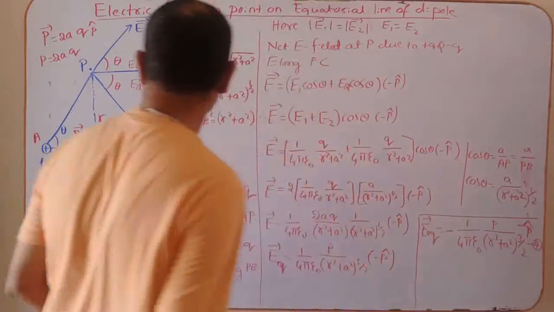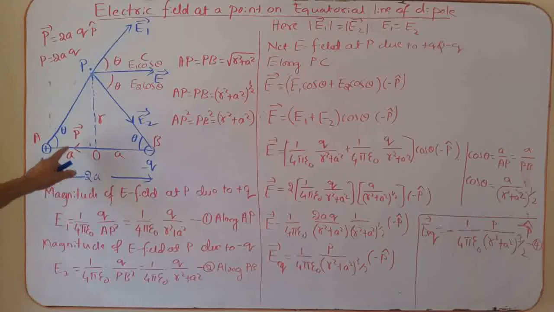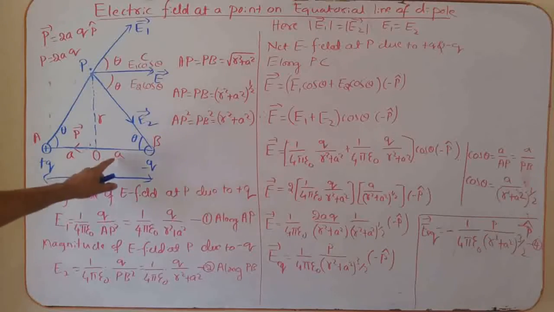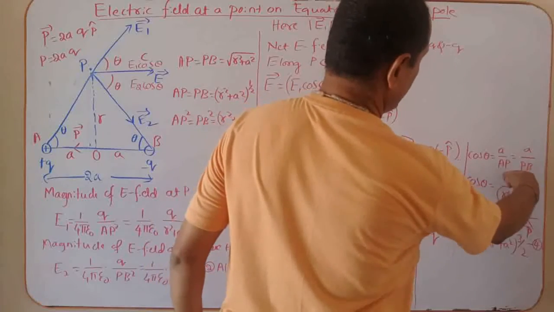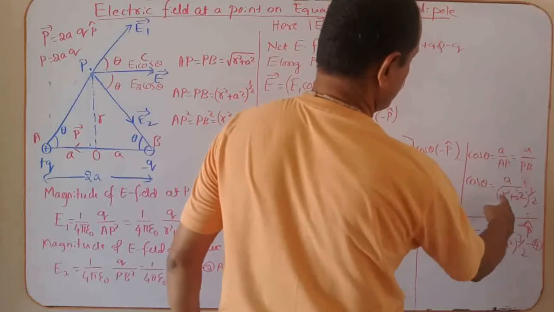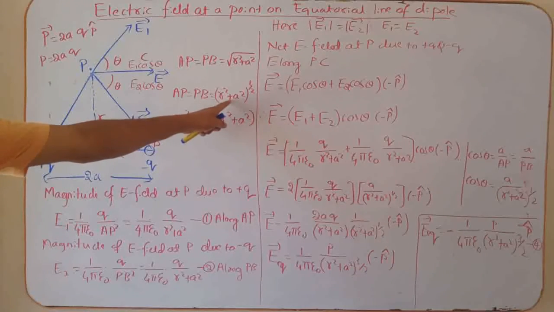Here cos theta, either this one or this one, cos theta is equal to adjacent side divided by hypotenuse. Adjacent side divided by AP, adjacent side divided by PB. Now A upon AP, A upon PB, cos theta is A divided by R square plus A square whole raised to 1 by 2.